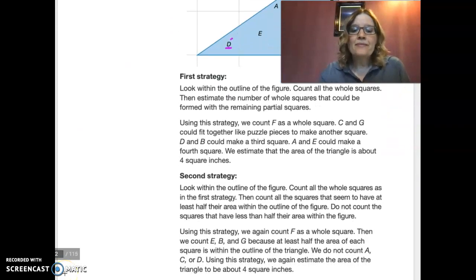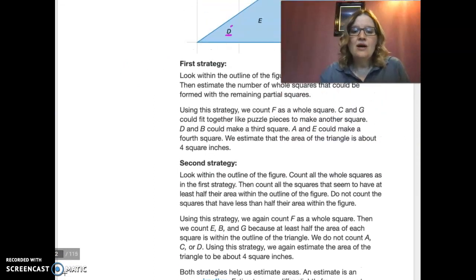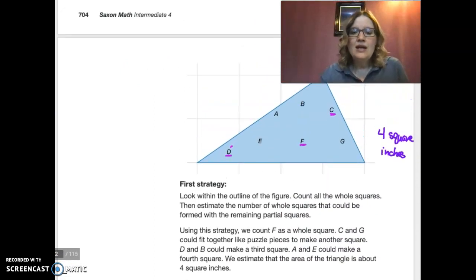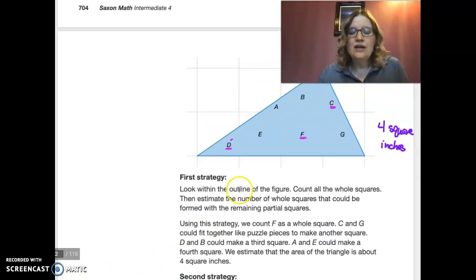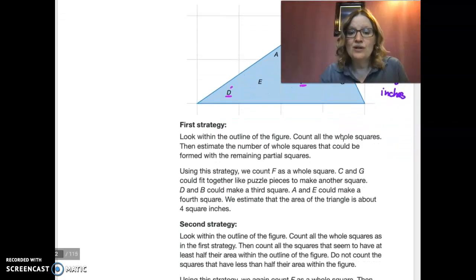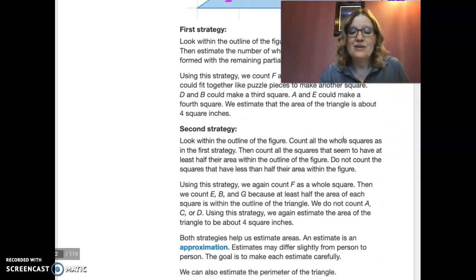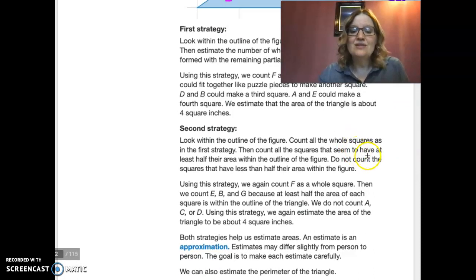And then we have E and B, which look like they could go together, and we won't worry about A because it's just such a small amount. And then let's see, we have D and C, E and B, and then G will count as 1 because it's almost 1. So this gives us an estimation of 4 square inches.